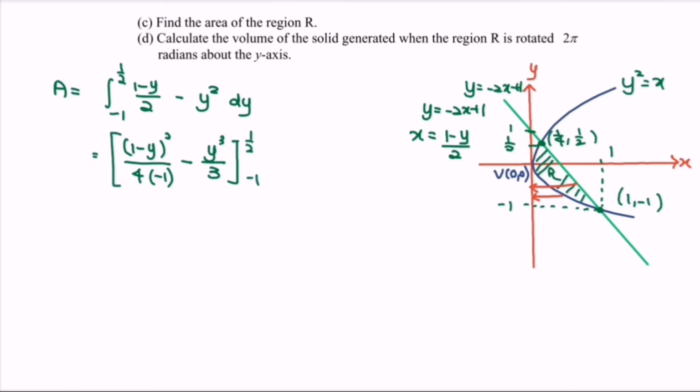Next is to substitute the value. If we substitute 1 over 2, we will have negative 5 over 48, minus, if we substitute negative 1, we will have negative 2 over 3. So positive 2 over 3. Next, the area for the region is 9 over 16 unit square.